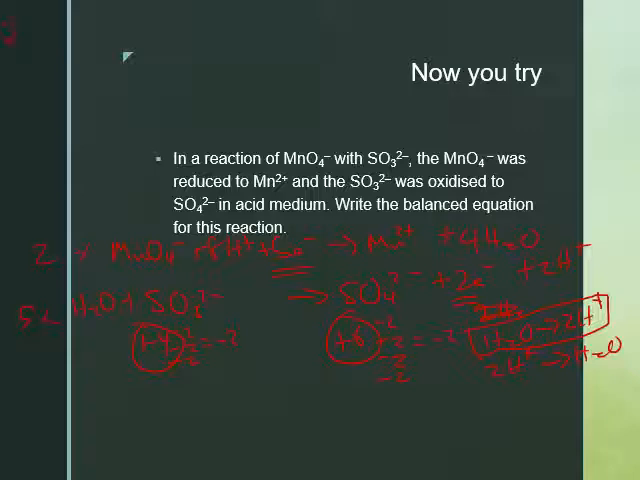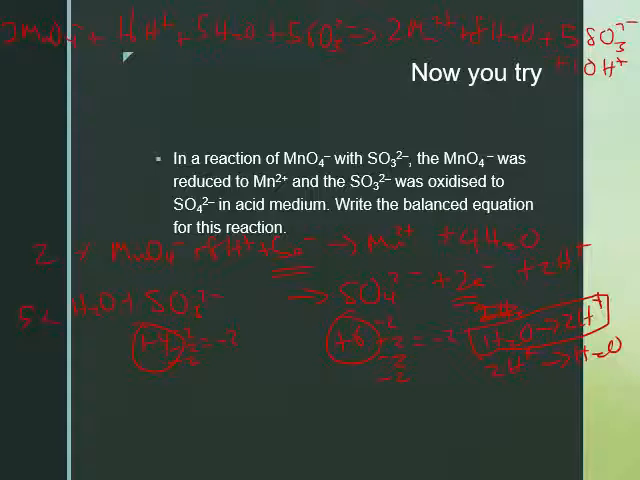So I write the equation: 2MnO4 minus plus 16H plus, plus 5H2O plus 5SO3 2 minus, gives 2Mn2 plus, plus 8H2O, plus 5SO3 2 minus plus 10H plus.